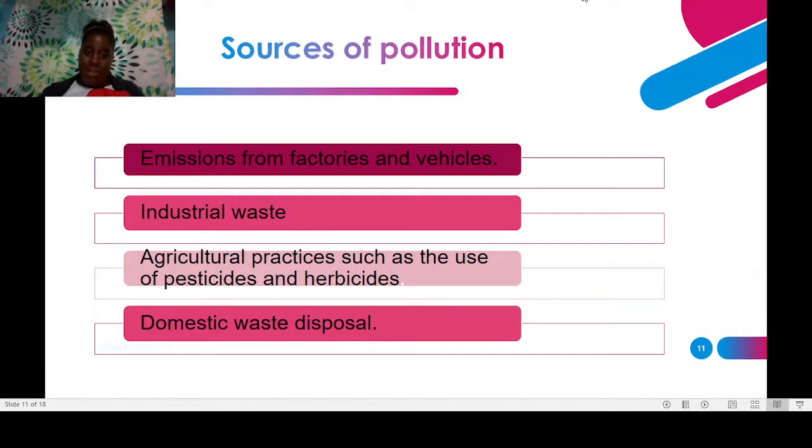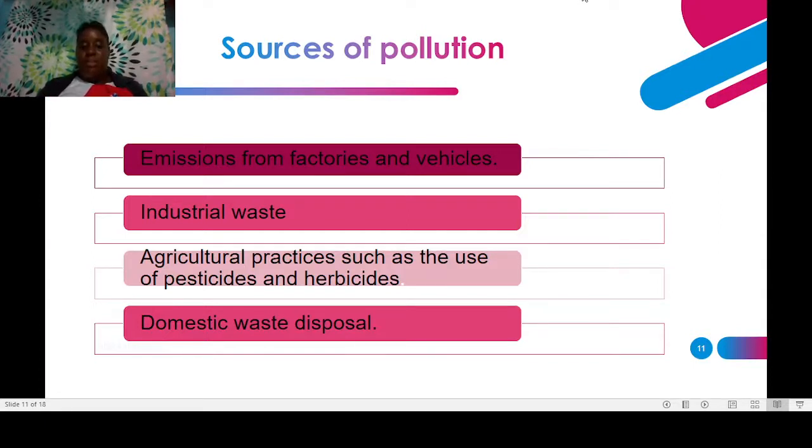As we said earlier, sources are things that cause pollution. It means where pollution would have come from. So pollution can come from the emissions from factories and vehicles, and this would be in the form of smoke being spewed from those little vents at the top of the factories, or smoke being spewed from the exhaust pipe of a vehicle.